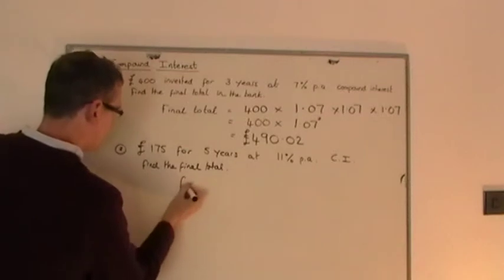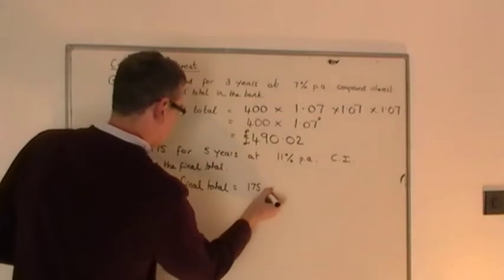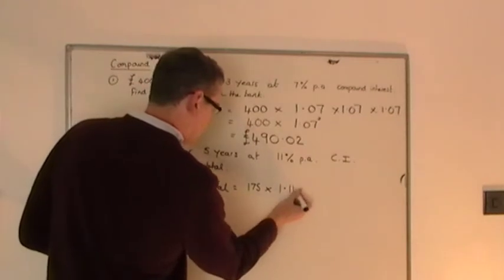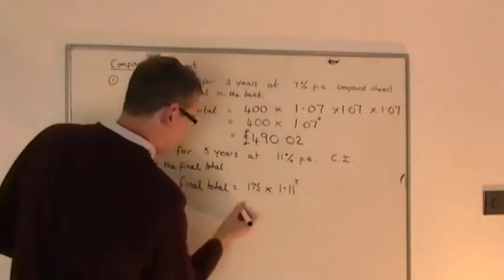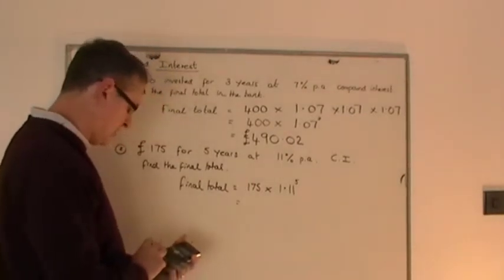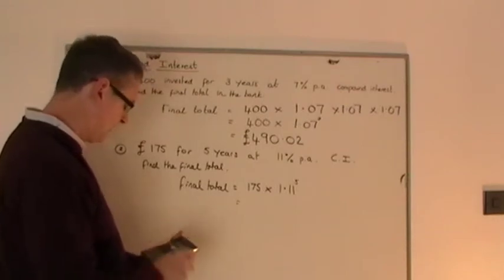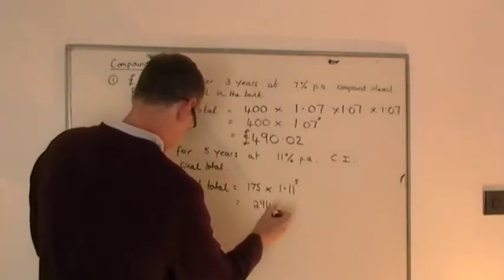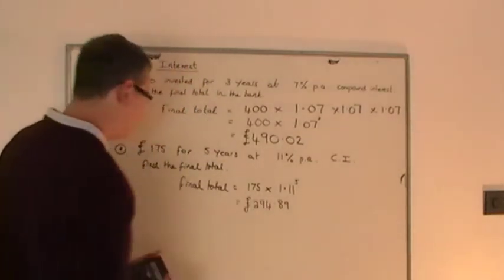Okay, so here we go. The final total will be equal to, you take the £175, you multiply it by, if it's 11%, you're going to have an 11% increase by timesing by 1.11. If it's for 5 years, you just raise it to power 5, and you reach for your calculator and you press those buttons. So here we go. 175 times 1.11 power 5 gives you an answer of £294.89 if you round it off to 2 decimals. And there's the final total in the bank.